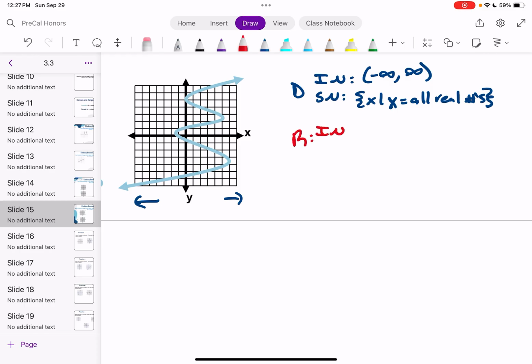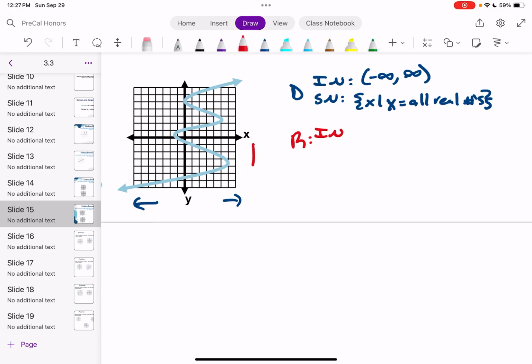In the case of our range, keep in mind this is extending down towards negative infinity and it continues to move up towards positive infinity. So we would write this from negative infinity to positive infinity. Our set notation would be y such that y is equal to all real numbers.